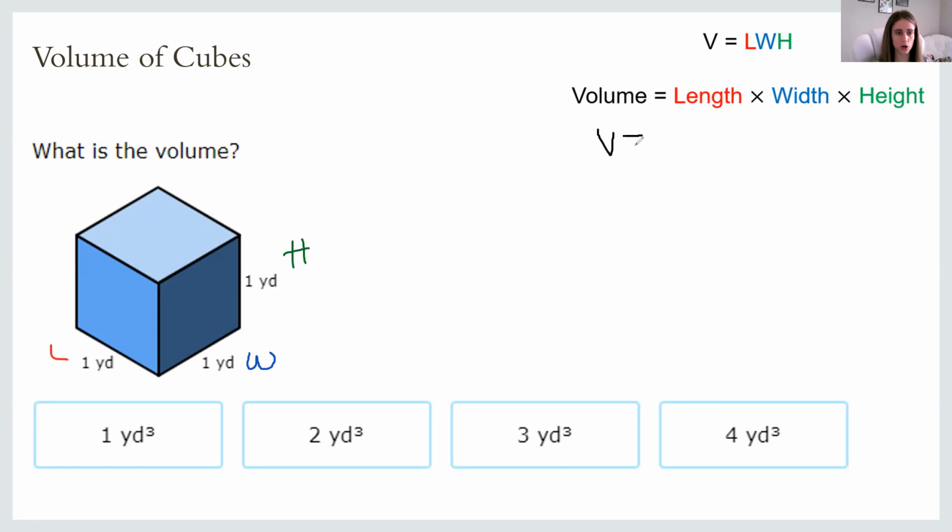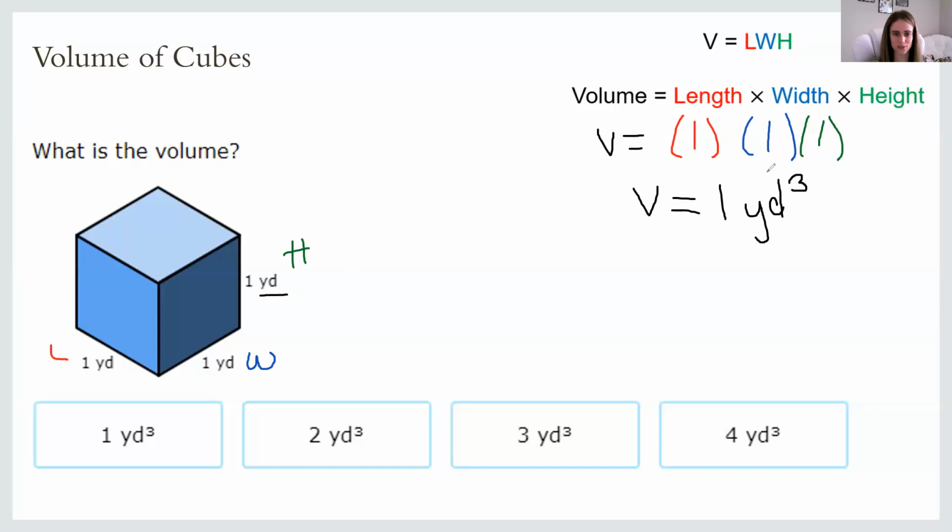So to find the volume, we're going to multiply the length, which is 1, times the width, which is 1, times the height, which is 1. Well, 1 times 1 is 1, times 1 is 1. So the volume of this cube is 1, and then our label was yards, so yards cubed. So 1 cubic yard is the volume.